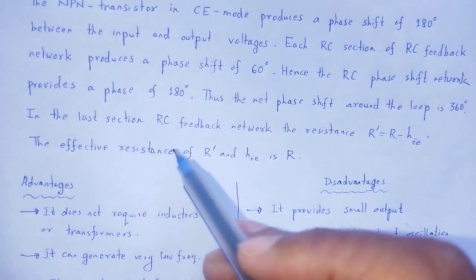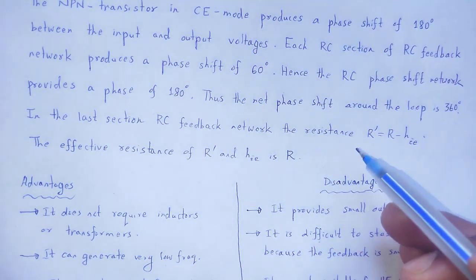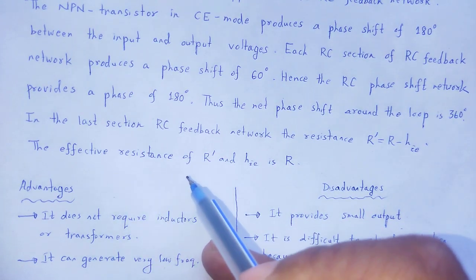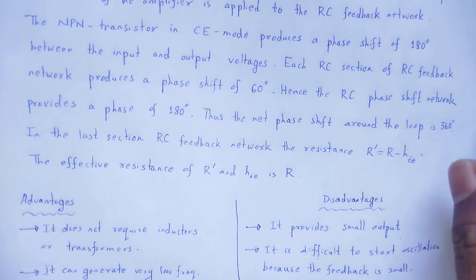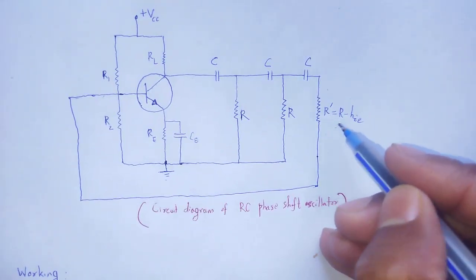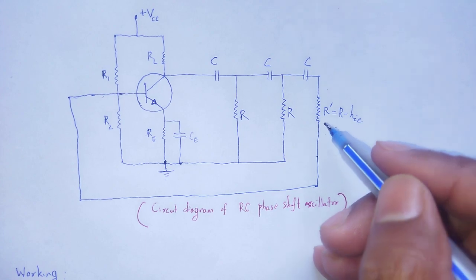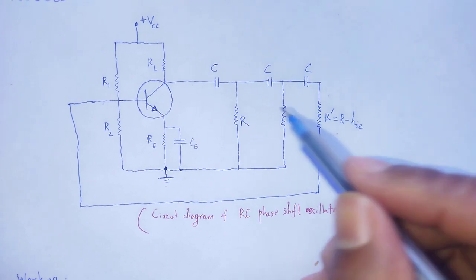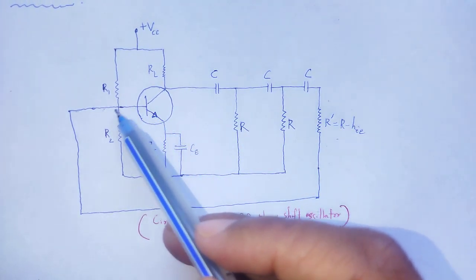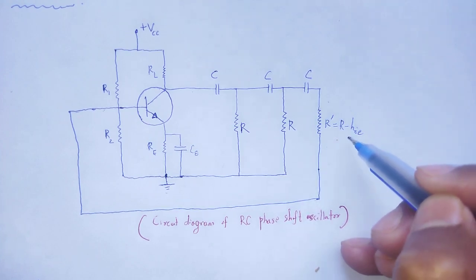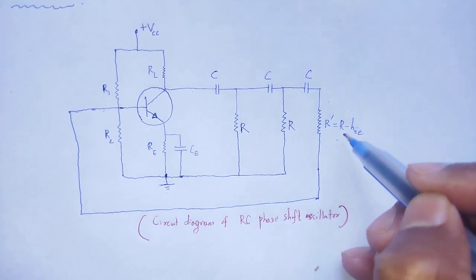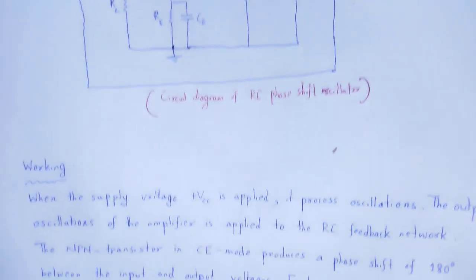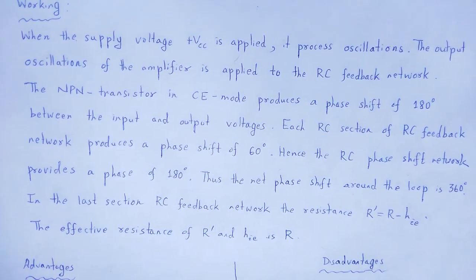In the last section of the RC feedback network, the resistance R dash is equal to R minus HIE, as the effective resistance of R dash and HIE is R. R dash we choose as R minus HIE, so the net resistance of R dash and the biasing resistance we obtain as R. For that reason we take R dash as R minus HIE. This is the construction and working of the RC phase shift oscillator.